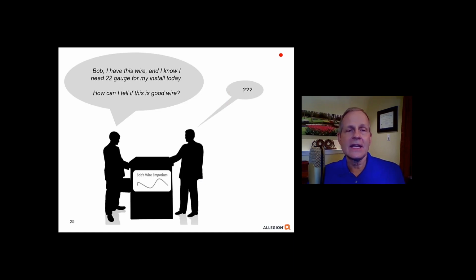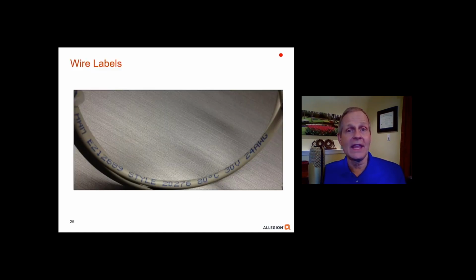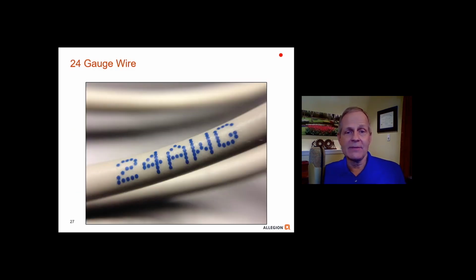All right, next comment. Bob, I've got this wire. I know I need 22 gauge for the installation. How can I tell if the wire that I have on hand is actually 22 gauge? All right, so we're going to look at some of the wire labels. So you can see there's a lot of information printed on the wire jacket. So we kind of have to decipher and zoom in on what we're looking for. Now remember, I mentioned to you that we're looking at the standard AWG, which stands for the American Wire Gauge. So if we look closely, we zoom in here, we can see 24 AWG. So that's an indication it is 24 gauge wire.